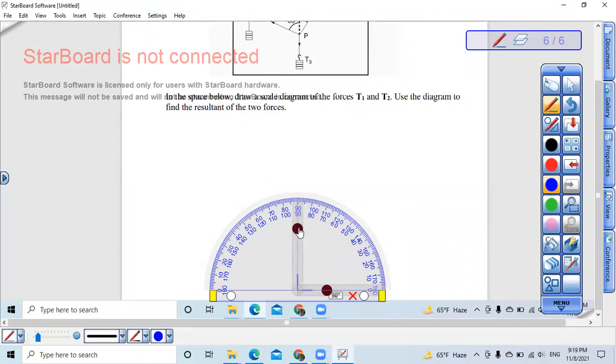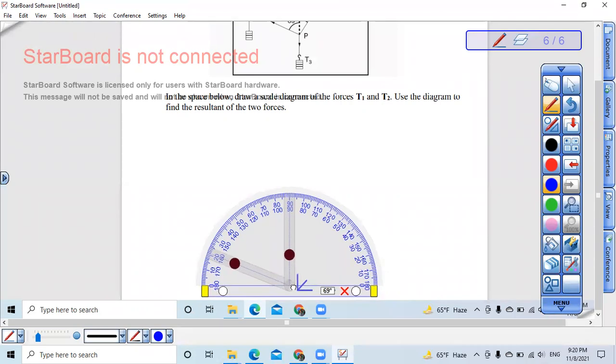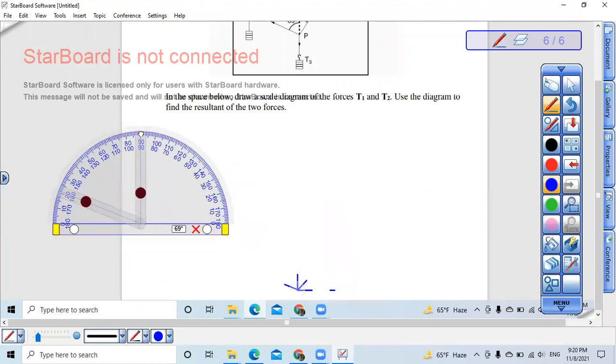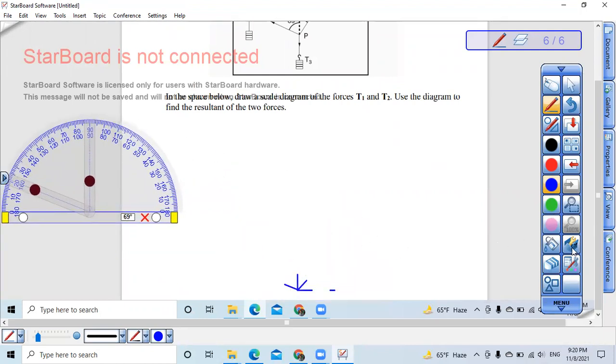Okay, let's put it like this. I move this one until we get 44 degrees. Leave this mark. Then I move this one to 90 degrees and measure the angle to 69. Hey, this is 69, and I'll mark this line like this. Then move away the protractor.